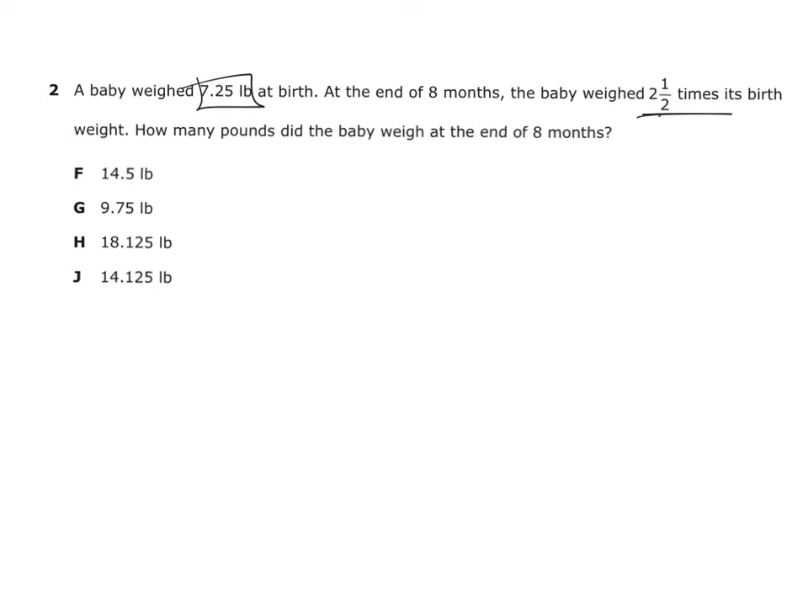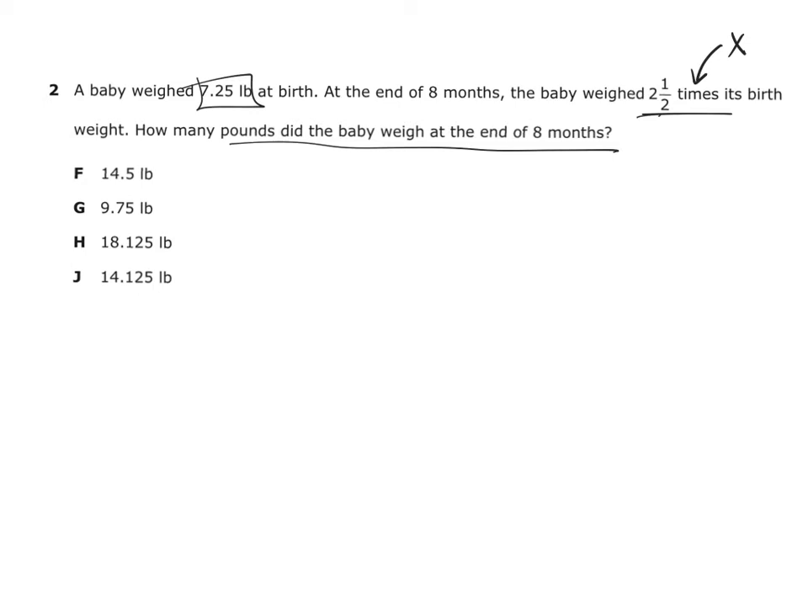So once again, like in my strategies, I say read it twice. The baby weighed 7 2/25 pounds at birth. That's important. And the first thing I do is look at my answers and skim through them. Is there any that's less than that? Because the baby would be growing, and none of them are less. So we're going to keep going. At the end of 8 months, the baby weighed 2.5 times. So I know times is a keyword. It means to multiply. Its birth weight, and then it just wants to know how many pounds did the baby weigh at the end of 8 months.